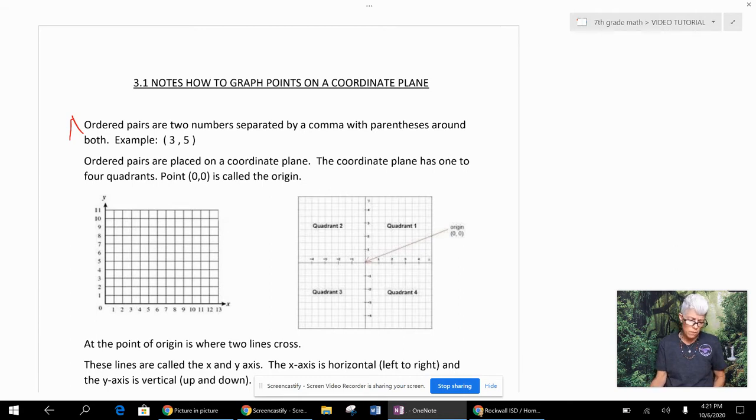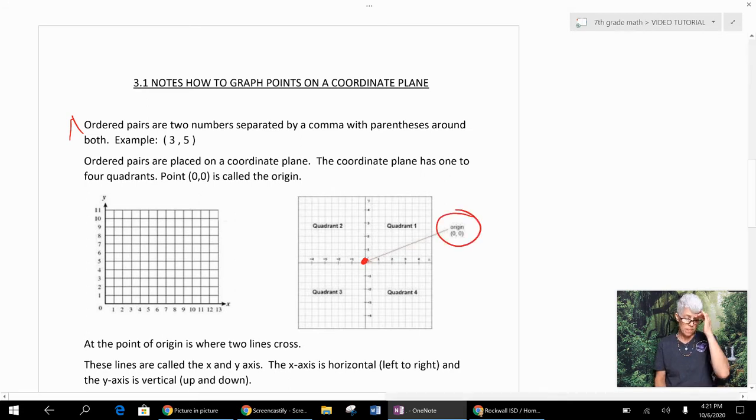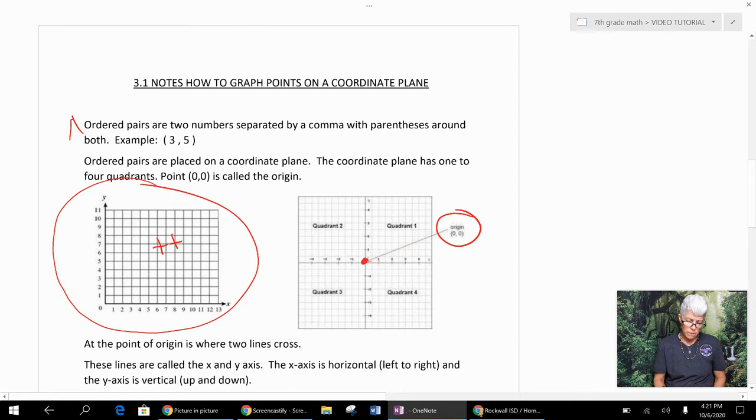The coordinate plane has 4 quadrants. The origin is right here. It's important you know that that's the origin. If you struggle with graphing points, it is super important that you always start at the origin. The origin is 0, 0. This is what you're mostly used to. This is called the first quadrant, and everything here is positive. For a coordinate plane that has 4 quadrants, it is the first quadrant, and it is quadrant 1.